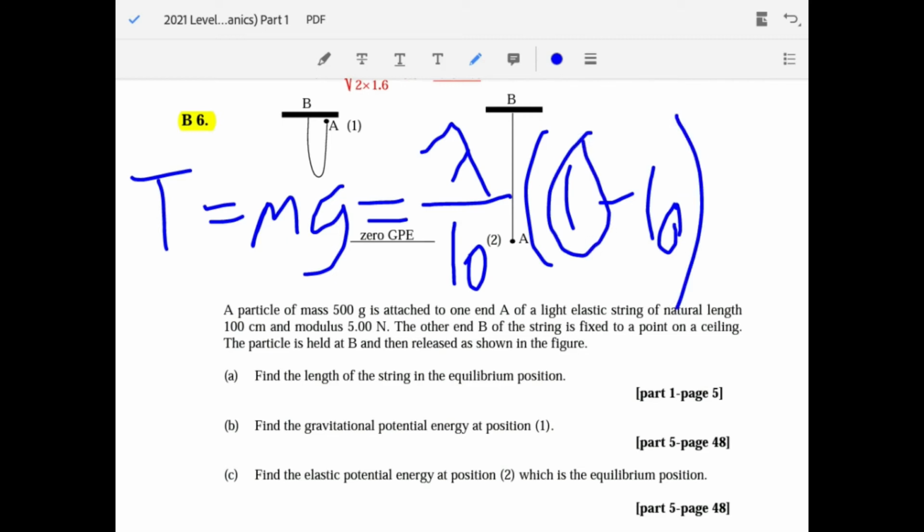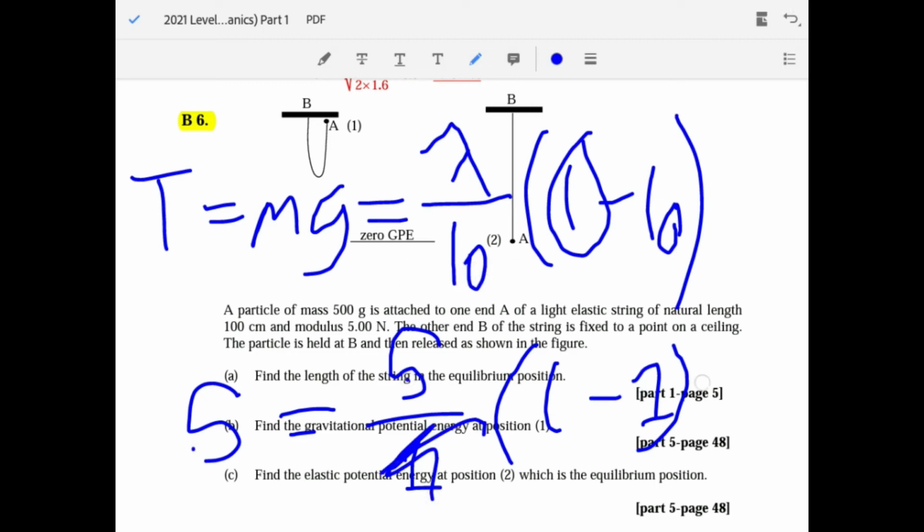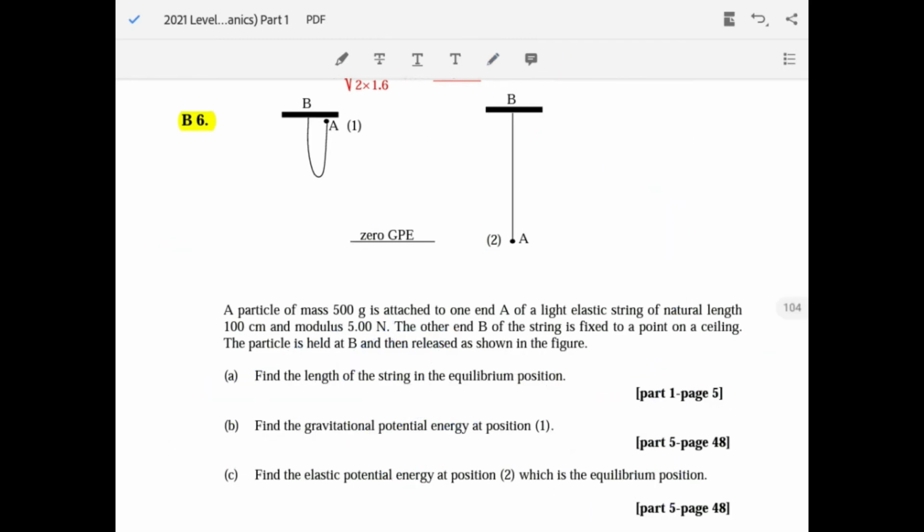So mg, 0.5 times 10. It will be given as 9.8 here, but in the exam it's 10 generally, unless they say so. So 5 equals modulus 5 over L0, which is 1, into L minus L0, which is 1. So the 5 and 5 cancel, so L minus 1 is equal to 1. So L is 2. So the length of the string in equilibrium position is 2.